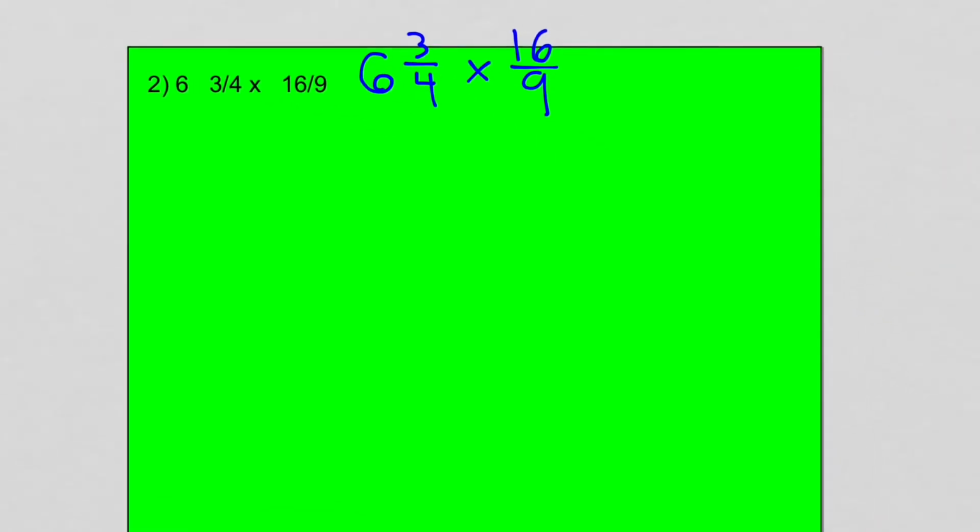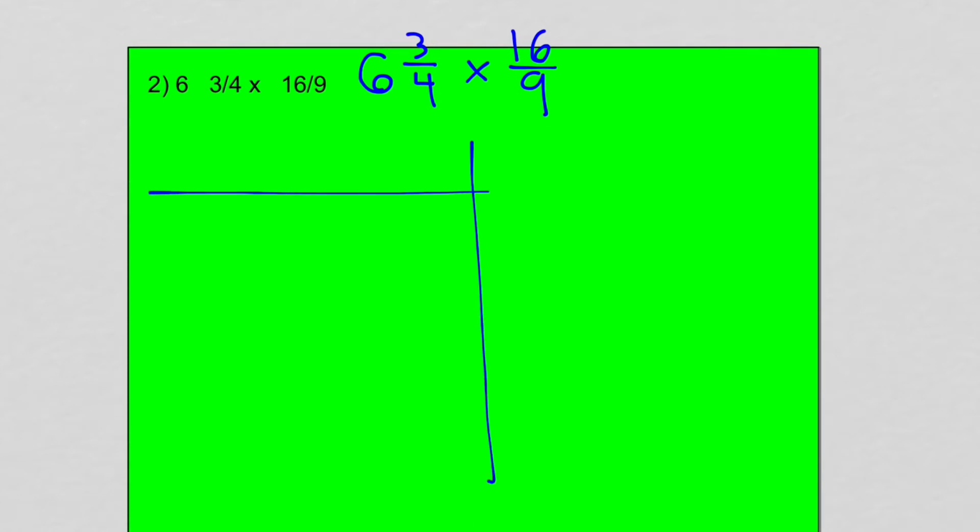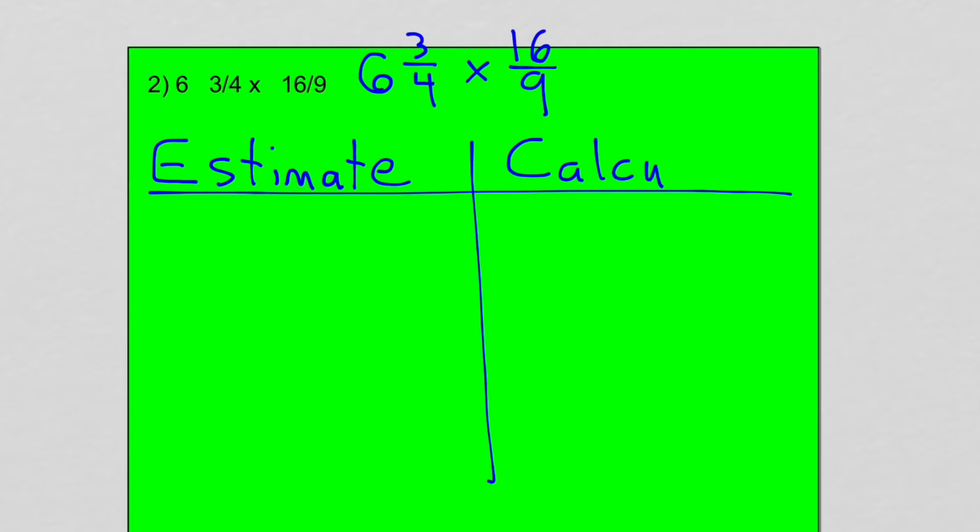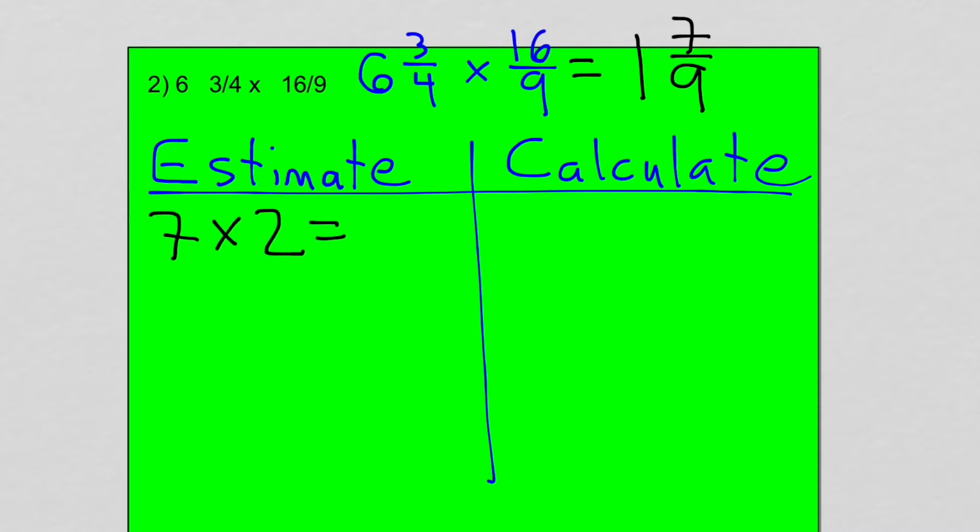Number 2. We have the mixed number 6 3/4, and this one is already written as an improper fraction, 16/9. And we're going to estimate and calculate. So to estimate, I'll take 6 3/4. That's closer to 7. Now to estimate 16/9, I might make it into a mixed number. 9 goes into 16 one time, remainder 7 out of 9. 1 7/9 is close to 2. So 7 times 2 is 14.